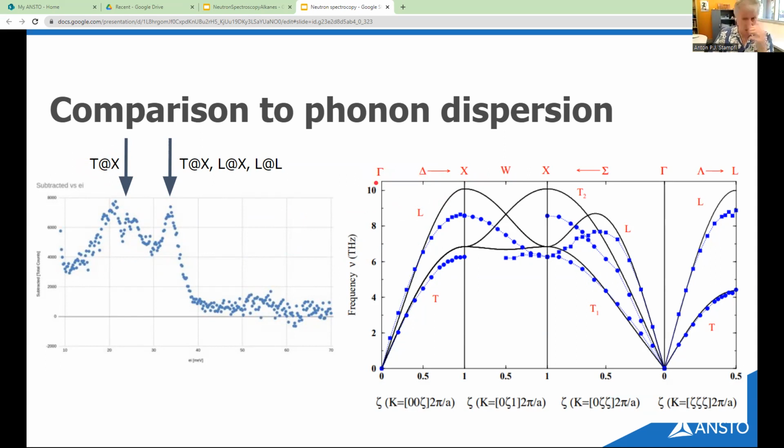Nickel is face-centered cubic, I think. So you have gamma-delta-X, which is along the 001 direction, or the 100 direction, they're all about the same. Gamma-sigma-X is along the 110 direction. Gamma-lambda-L is along the 111 direction. So these points here correspond to these peaks here, and these points here, I got the L point wrong, correspond to this peak here.